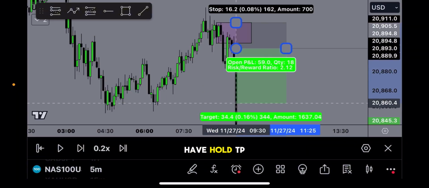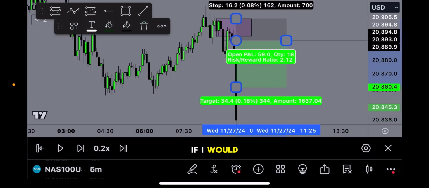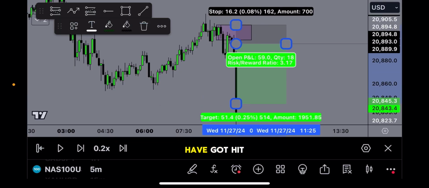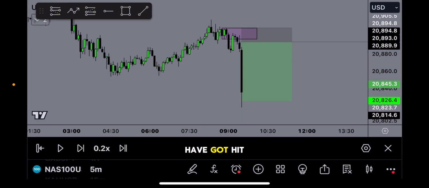If I would have held, TP2 would have got hit. So I would have made $20 if I was risking 10. If I would have kept holding, TP3 would have got hit. I would have made $30. And if I would have kept holding, damn, TP4 would have got hit, $40. And mind you, that same amount, $40, risking $10, could have been risking $100 to make $400. It could have been risking $1,000 to make $4,000. It could have been risking $10,000 to make $40,000. So it just depends on the amount of capital and money that you have in your trading account, how much you're willing to risk.